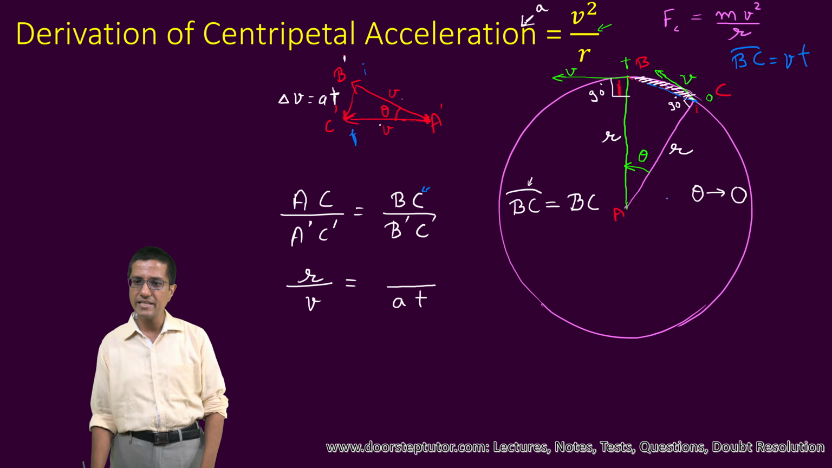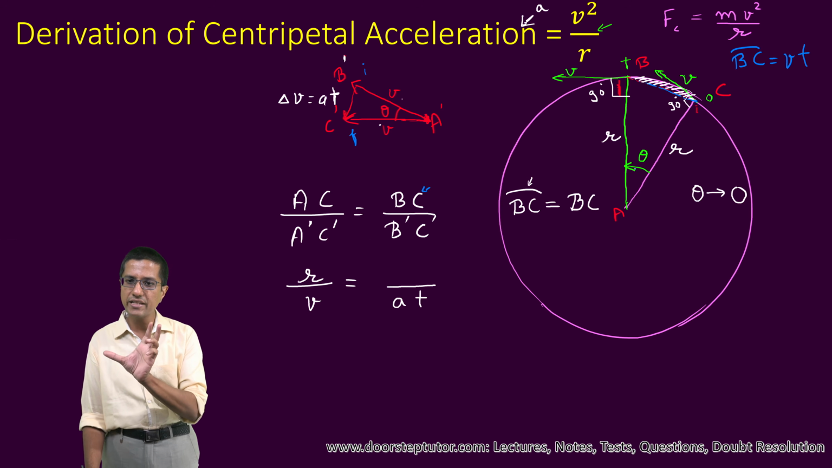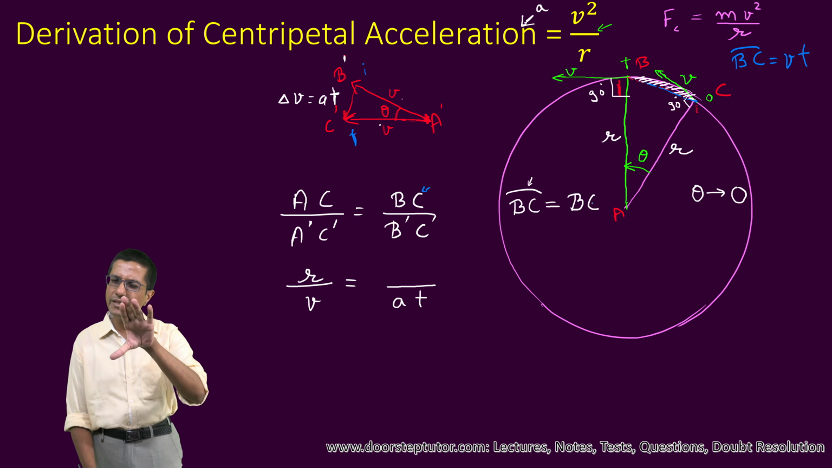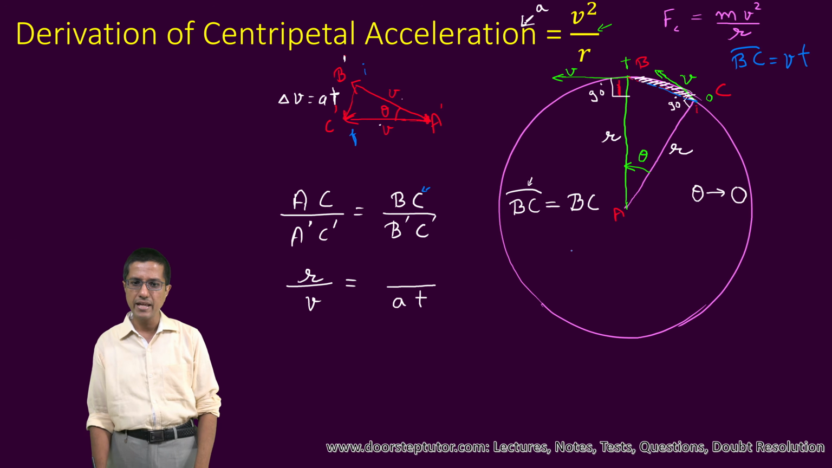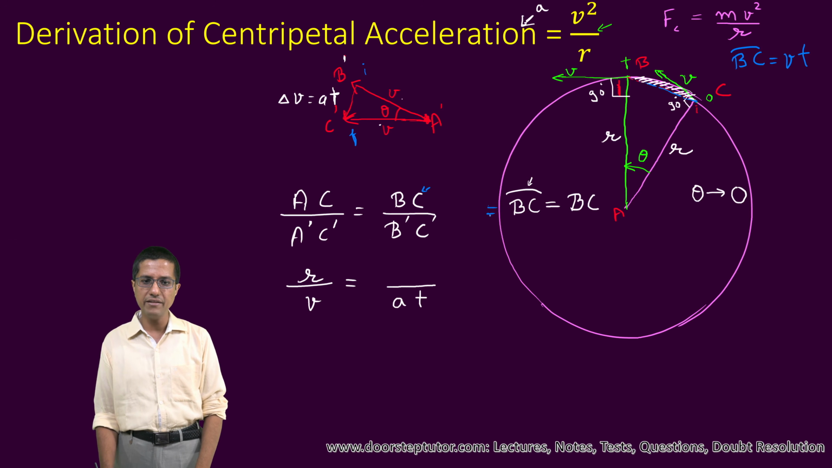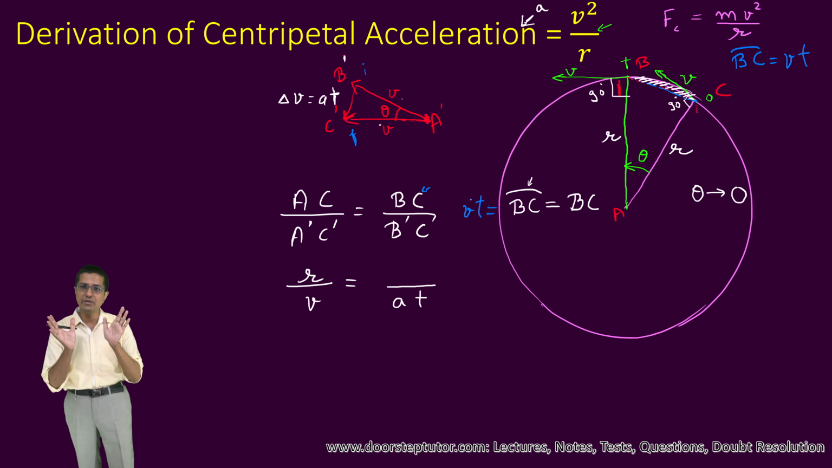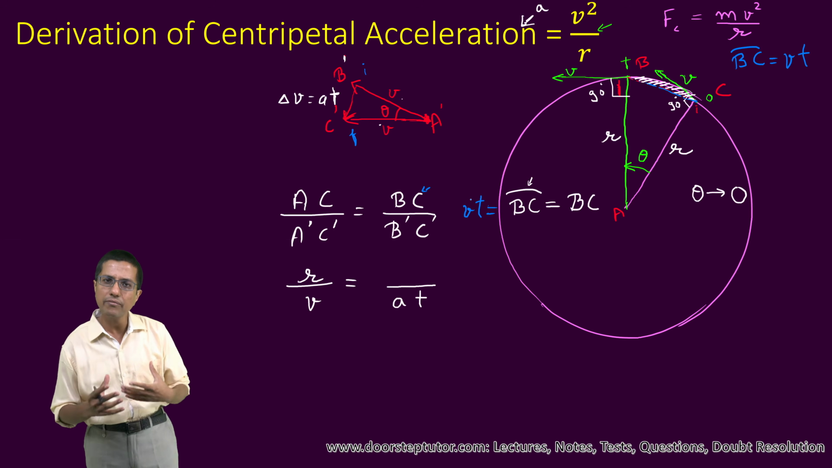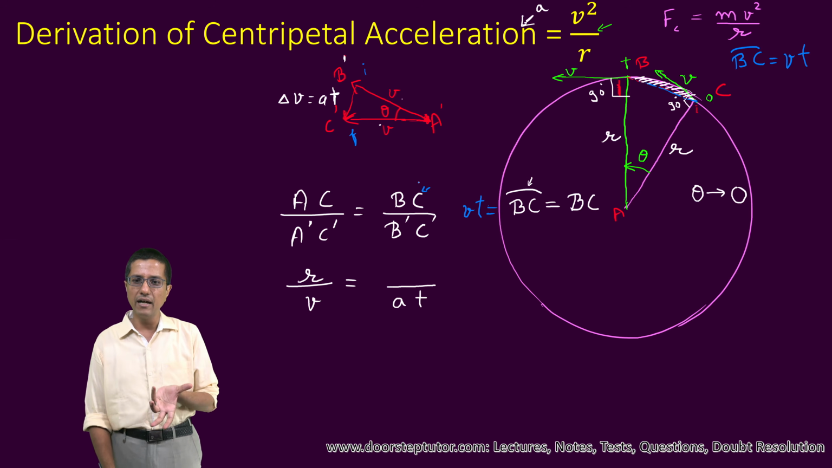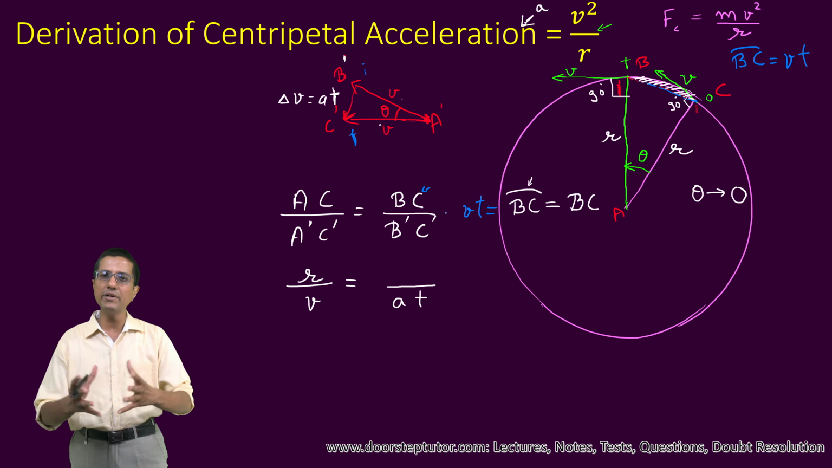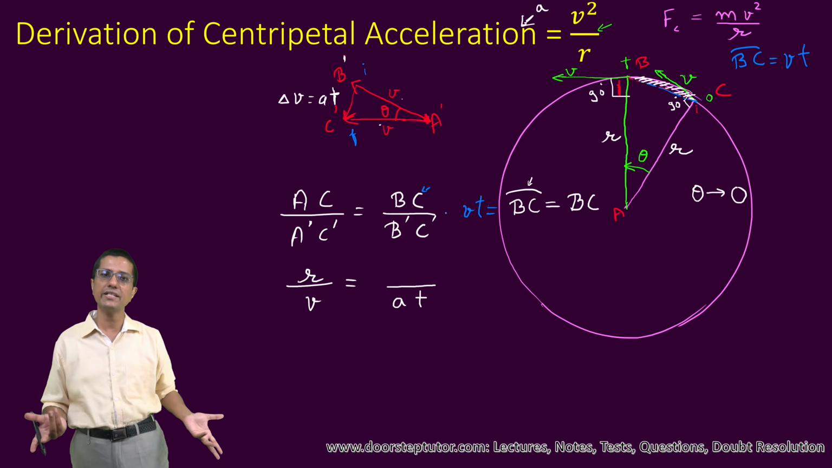In the limiting case, when theta tends to 0, as this theta becomes very small, arc BC becomes equal to BC. They really become the same, and this is why our BC, we can write it as vt. This of course is true only in the limiting case when the arc is very small. But we are not really concerned about that limiting case, because if our formula is derived there, then it will be valid at other points as well.